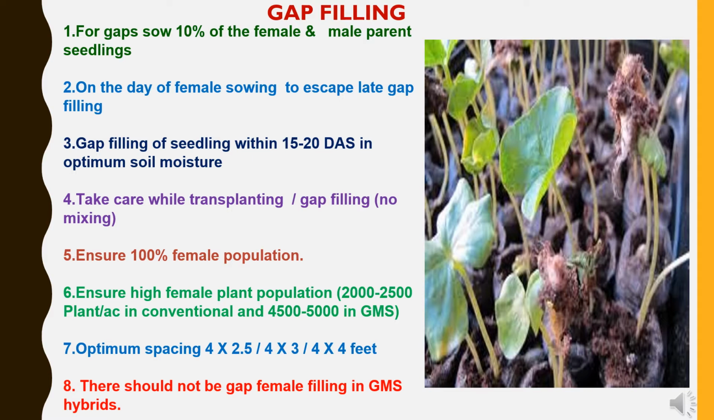There should not be gap filling in female in the GMS production system, because in genetic male sterility systems we are going for rogueing, where 50% rogueing should be done. If the crop growth is not uniform, then rogueing will be a problem, and it can cause a genetic purity problem. So gap filling in the GMS based system is avoidable.